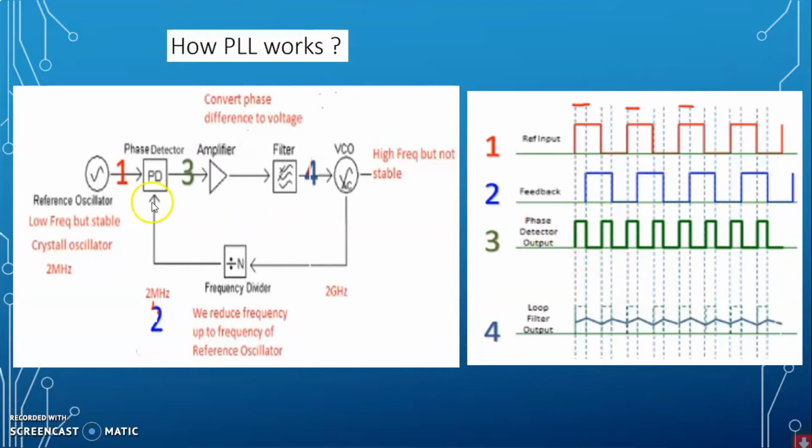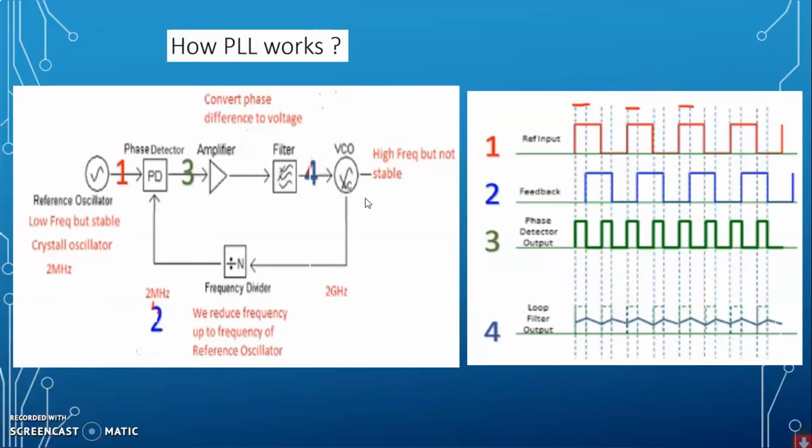The phase detector output is given to the filter through the amplifier. The filter generates the DC voltage, in order to maintain the voltage controlled oscillator producing the constant high frequency output signal.